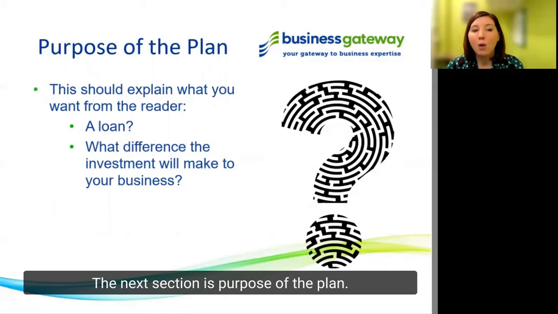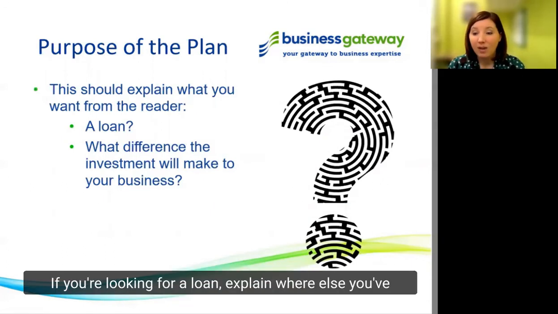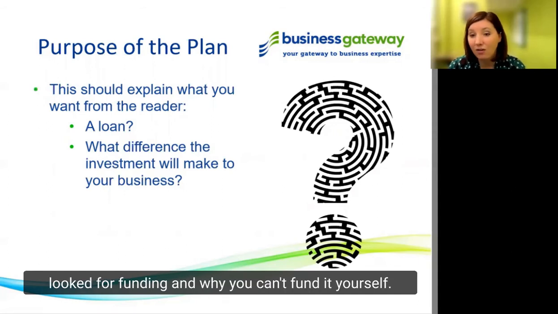The next section is purpose of the plan. So this is going to explain what you want from the reader. Do you want a loan? If you're looking for a loan, explain where else you've looked for funding and why you can't fund it yourself.